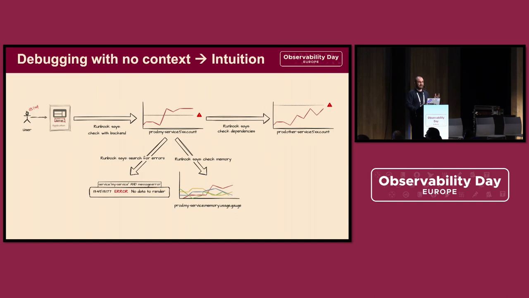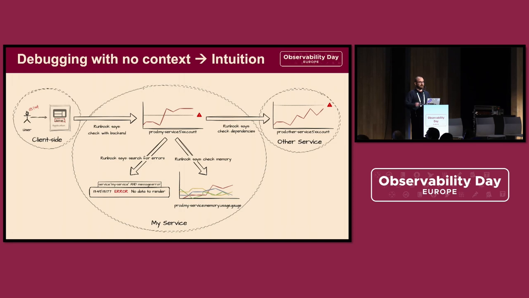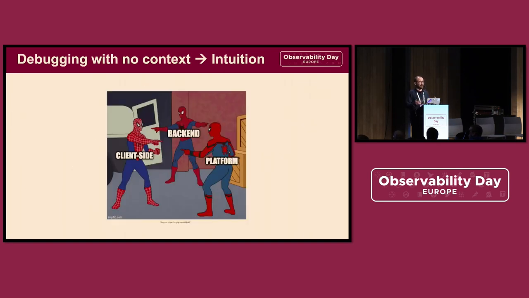So we're looking at the same system, but we're looking at three independent views of a service, three isolated views. We've got the client side, we've got our service, and we've got someone else's service, right? So this is all built by intuition. We've seen something before, it may happen again. And what that leads to is quite a lot of finger pointing. You've got your client, your front-end team, your back-end team, and your platform team, all thinking, how do we actually connect these dots?